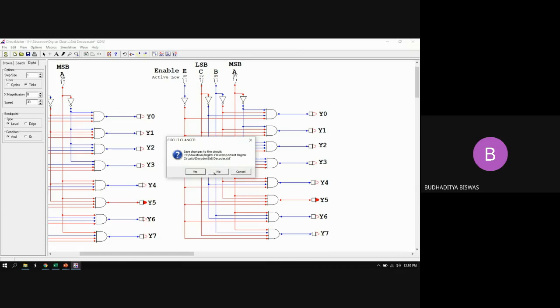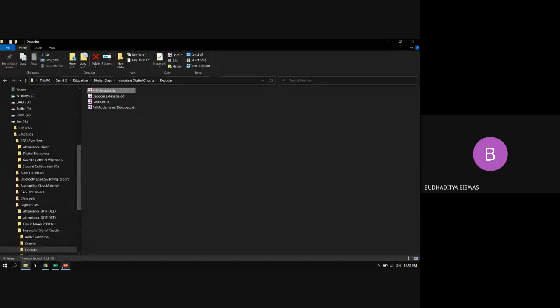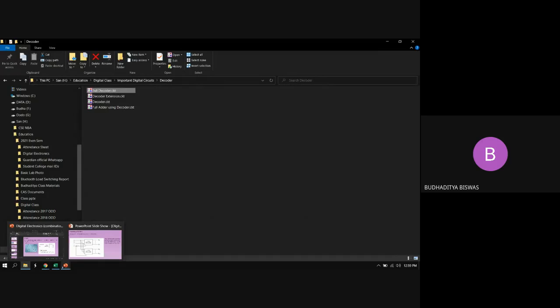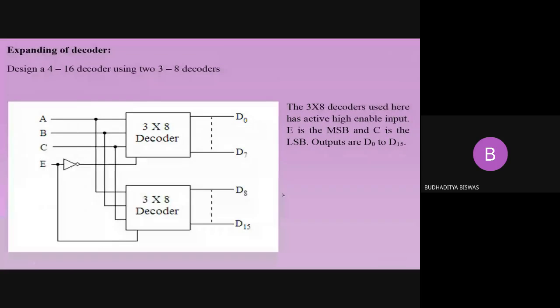Information means this value. Suppose a equal to 0, b equal to 0, c equal to 1. This is one value. a 0, b 1, c 0, that is another value. Now who will understand what value is coming to the input lines? This device is called a decoder.